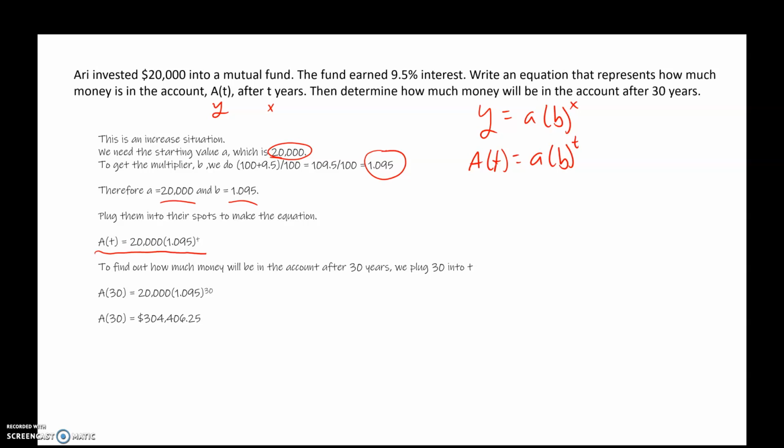If you are bothered by the A(t) and the letter t, you can always use y and x, and that's okay. All right, so if you wanted to find out how much money is going to be in there after 30 years, you put 30 into the t spot, and you can see it right here. And when you type this into your calculator, you end up with over $300,000. So just by putting money in and letting it work, it ends up with a nice chunk of change. So investing is a big deal to save money. But anyways, that's how this works. So let's slide on to the next one.